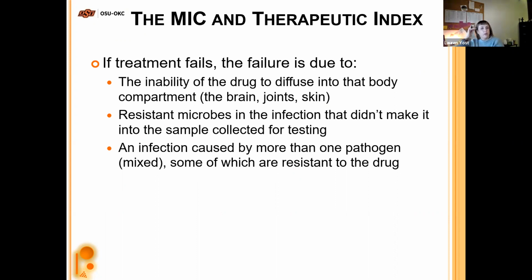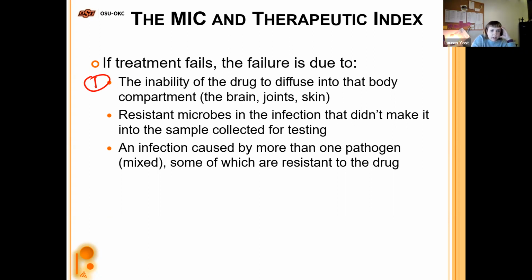If your treatment with your antibiotic fails, that failure is due to these possible choices. The inability of the drug to diffuse into that body compartment. That's number one. So it couldn't get to the brain or whatever, like the blood-brain barrier. That's a pretty serious thing to get a drug across. I'm not kidding, some drugs just can't cross the blood-brain barrier. So that could be an issue. Joints are sometimes an issue. If it's on the skin, sometimes it's hard to keep antibiotic saturating the area.